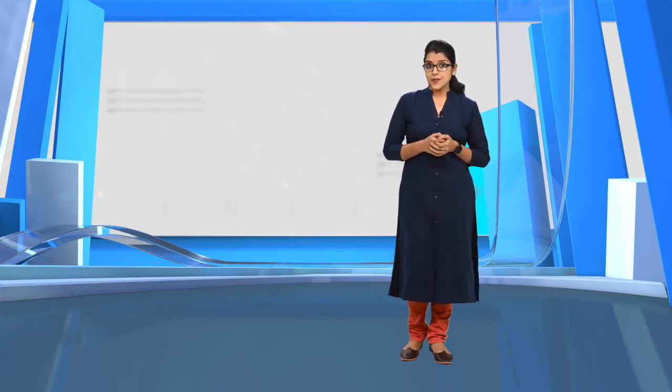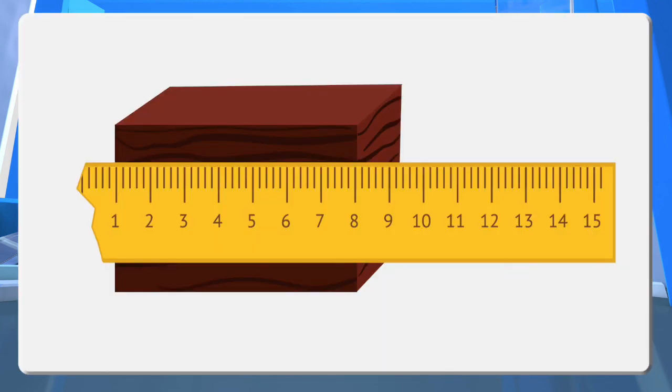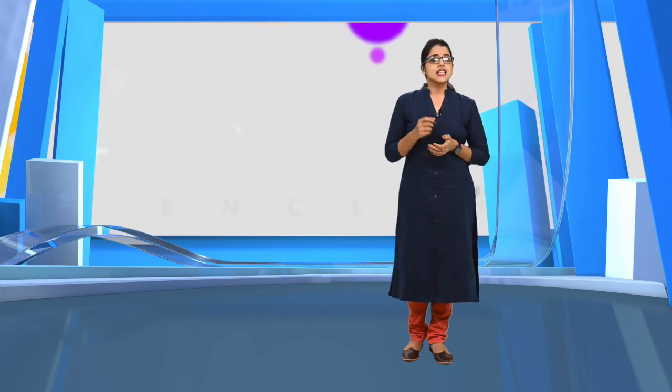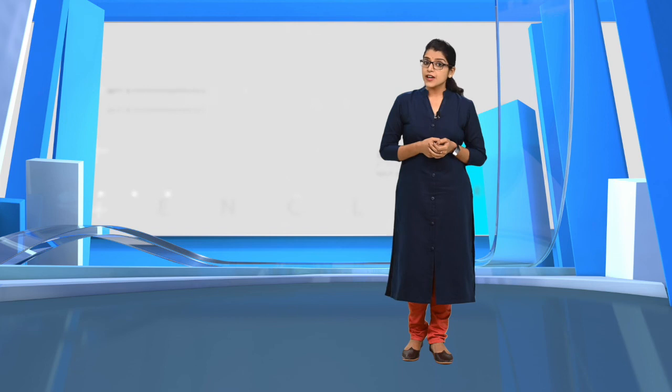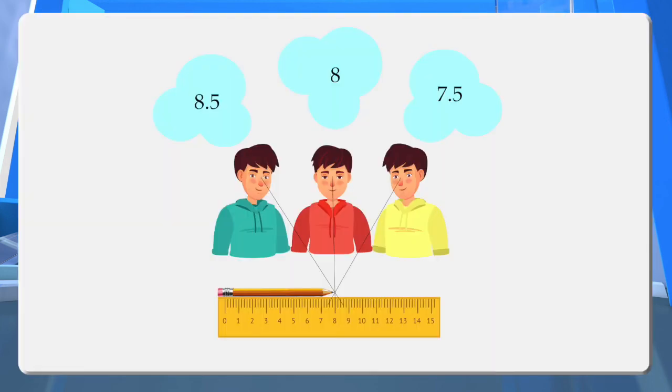Third, if the edge of the scale is broken or the reading is not clear, instead of measuring from the first marking on the scale, start from the next whole number and subtract that integer from the value. For example, if you have started from 1 centimeter and got the measurement of the line as 6 centimeter, the actual length of the object would be 5 centimeter. How? 6 minus 1 is equal to 5 centimeter.